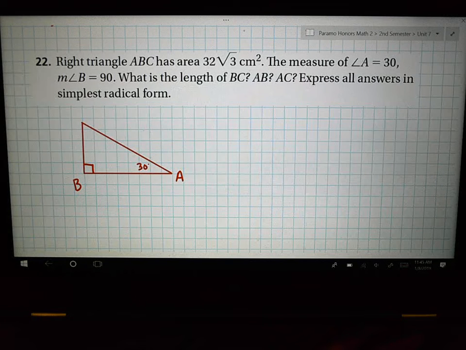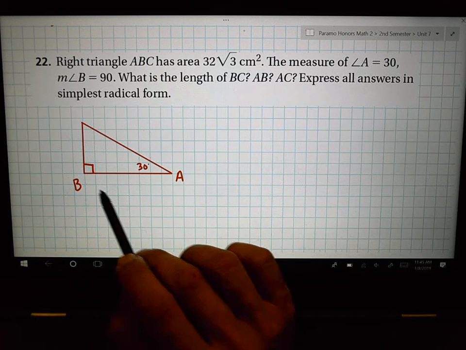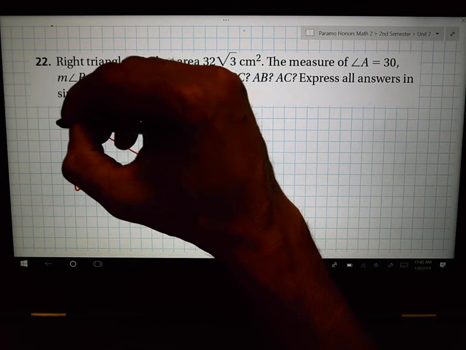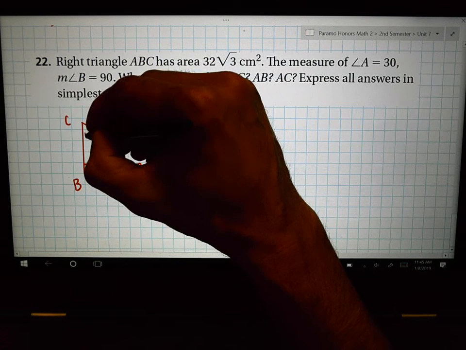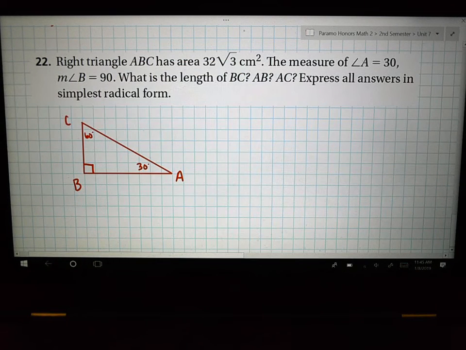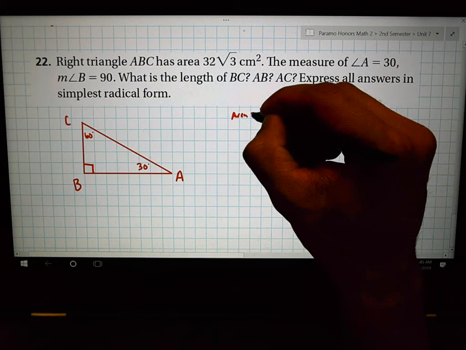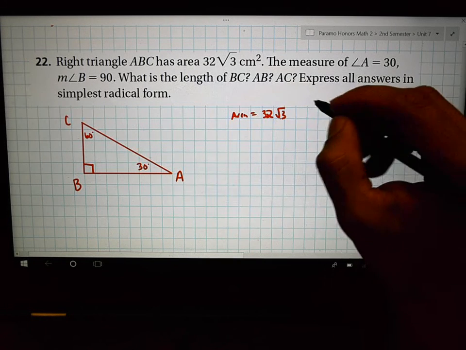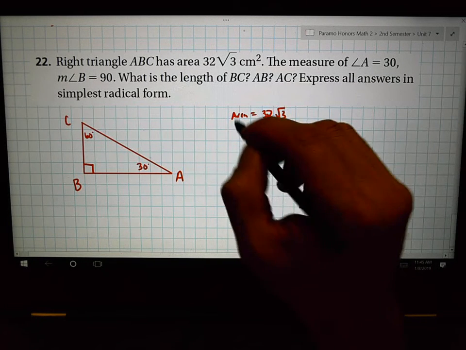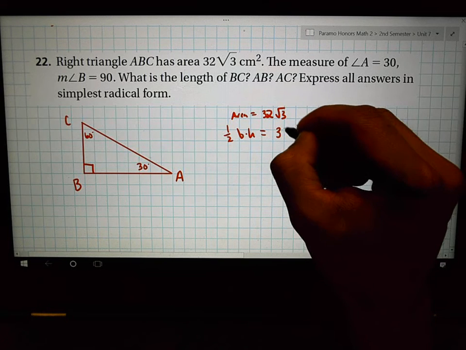So all they give us is that angle A is 30 degrees, angle B is 90 degrees, so that means C has to be 60. So I'm going to put that in the picture. It tells me that the area is 32 root 3. I'm going to write this down over here. Area equals 32 root 3. And I know that the area of a triangle is 1/2 base times height should equal 32 root 3.